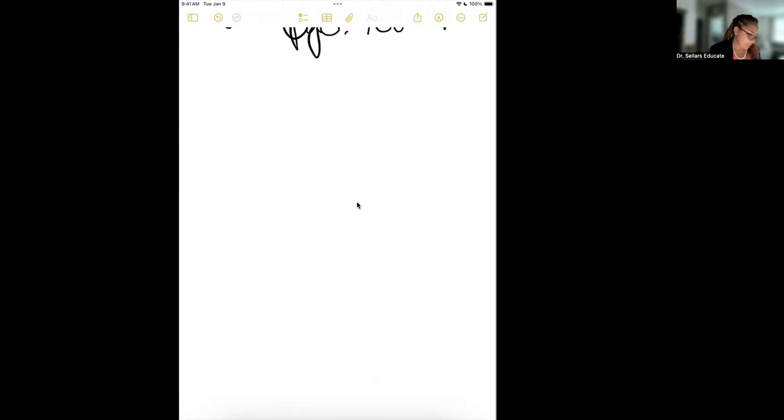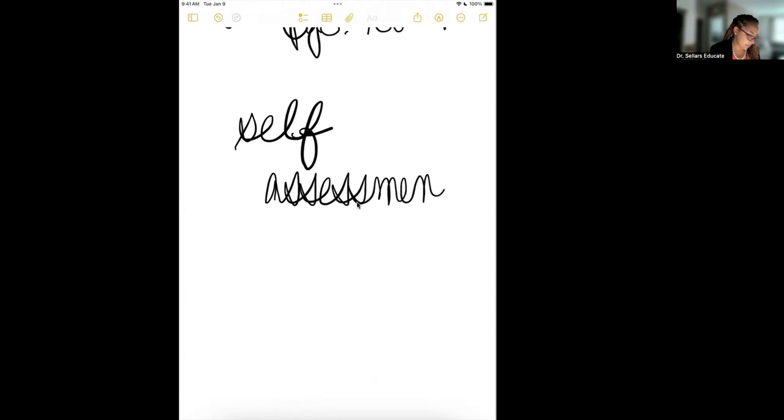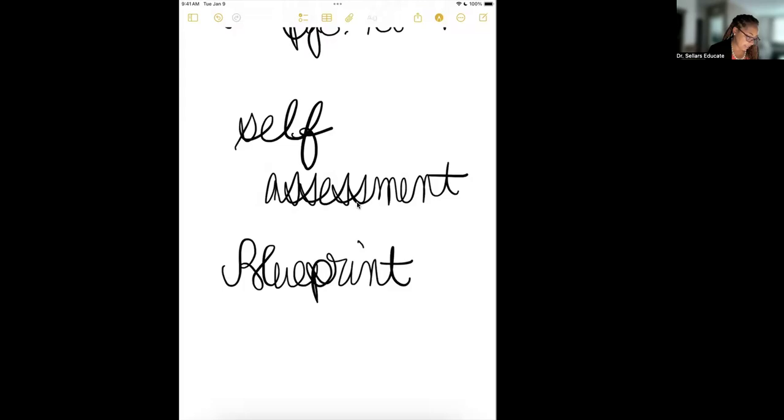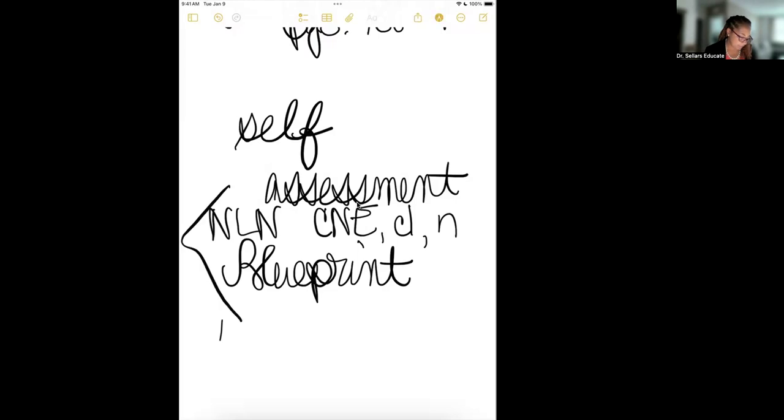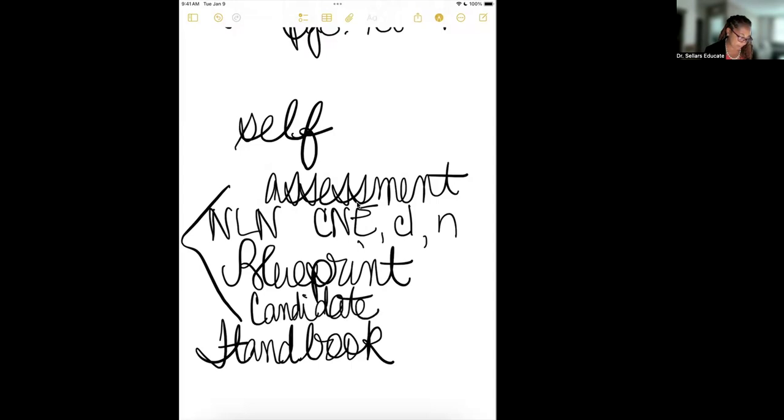All right, so this is the last activity we want you to do, and that is to do your self-assessment. How are you going to do that? Self-assessment using the blueprint. Okay. And that is the NLN CNE, CNE CL, or novice blueprint. Okay. And they're all included in the candidate handbook that's on the website. And it's free. So make sure you're using your free resources that are available from NLN.